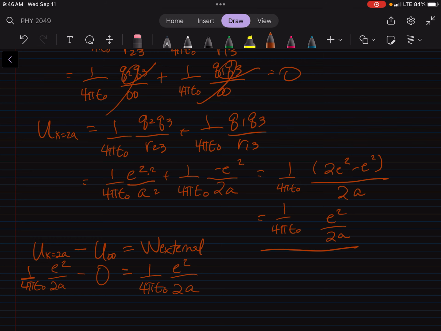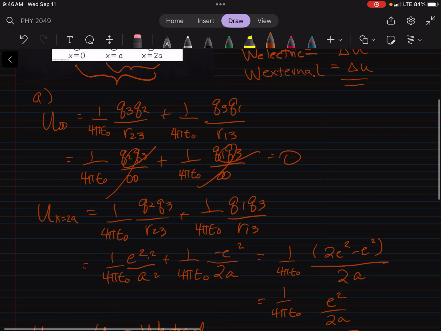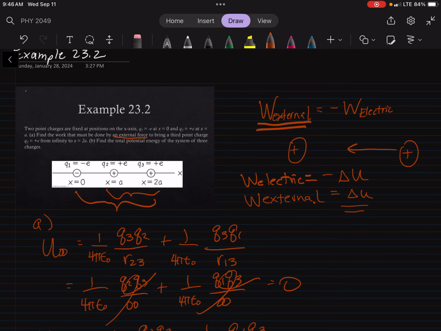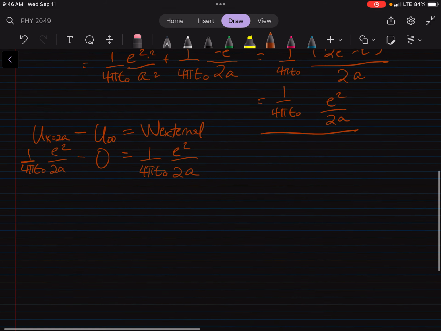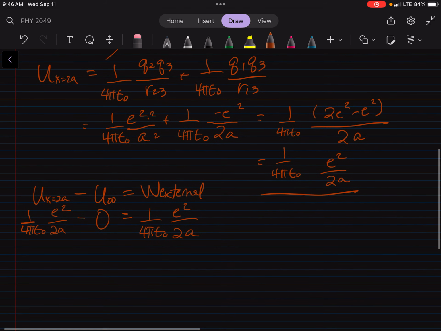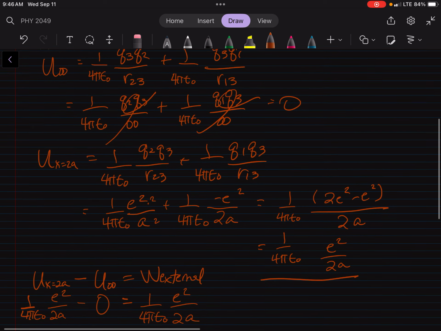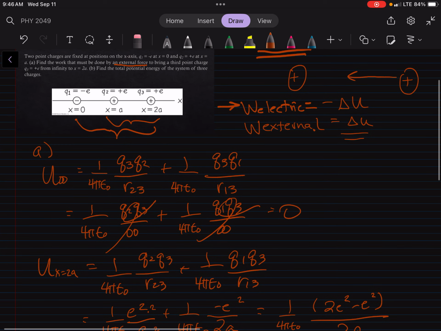So it's kind of almost like a trick question, right? You have to be really paying attention because it was asking for the work done by the external force. So now what if this question asked what the work done by the electric force would be? Well, it would just be this in opposite sign, right? Because all you would do is reverse your final and initial positions, okay?